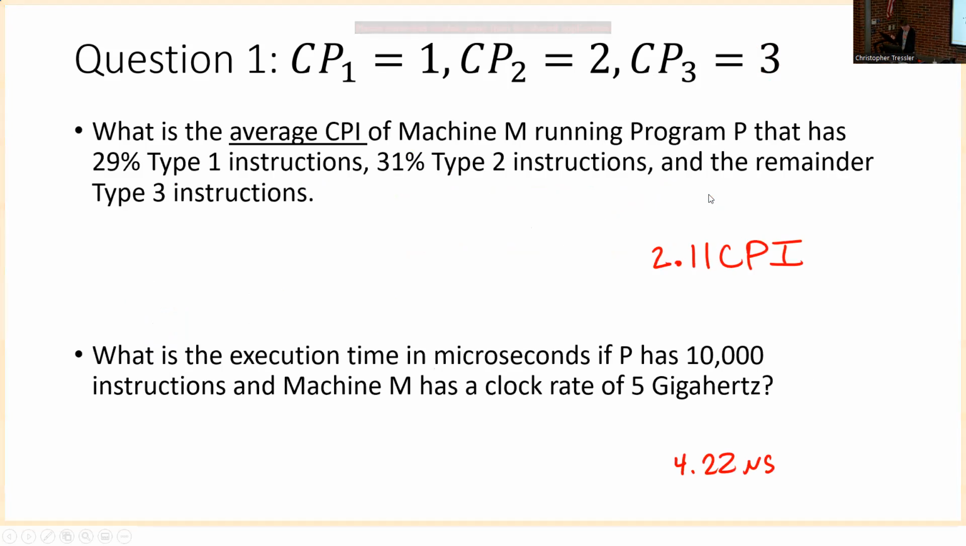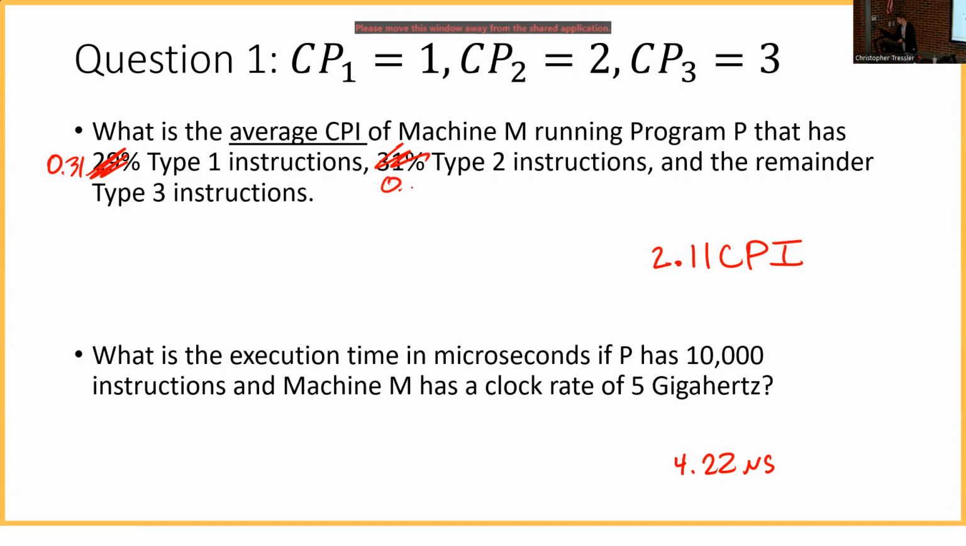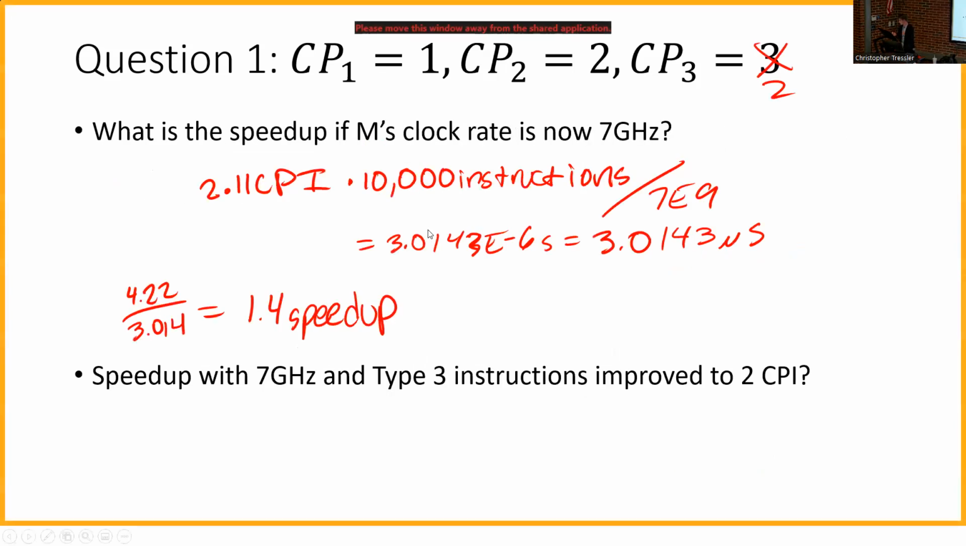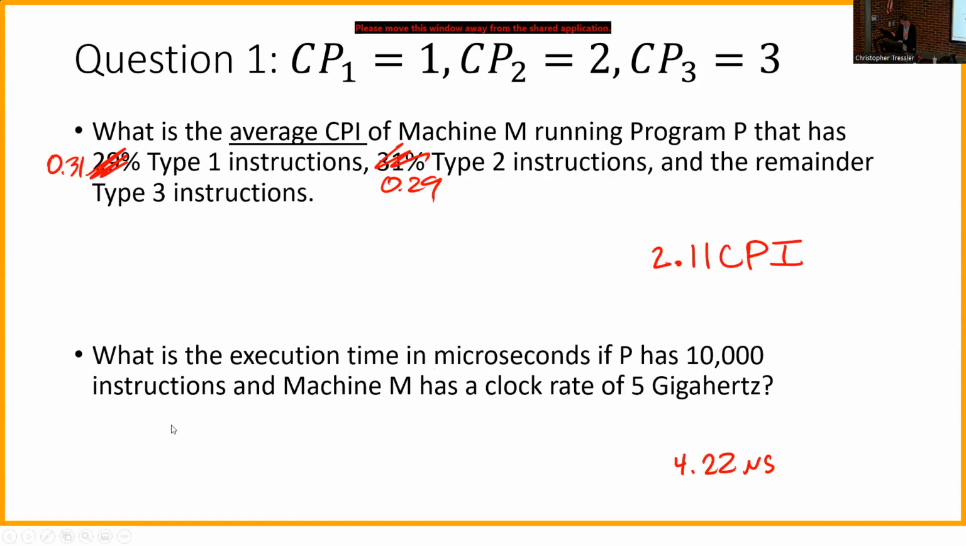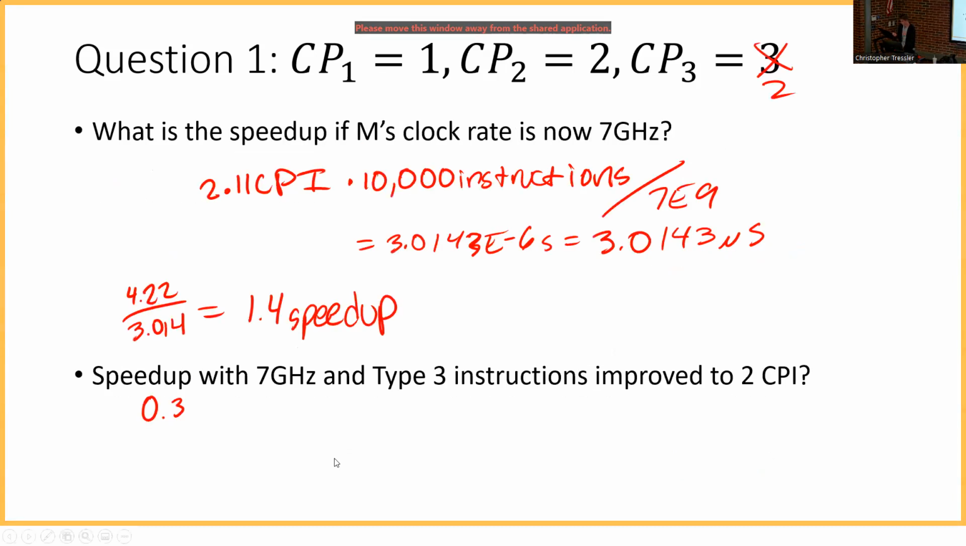So this is a typo. This is supposed to be 0.31, I believe. And this is supposed to be 0.29. There you go. But basically we're going to have 0.31. Actually, take that back, that's not a typo. Hold up. But essentially that's fine. What we're going to have is 0.29.